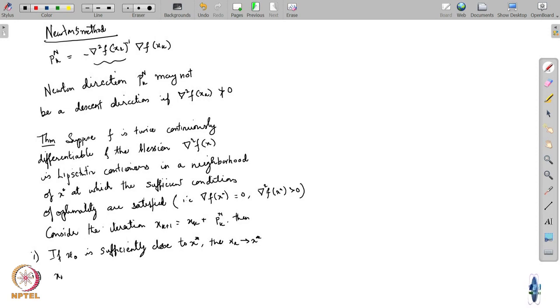Moreover, x k converges to x star quadratically. That means, if you look at the error between x k and x star, that error decreases to 0 quadratically. And third, if you look at the norm of the gradients, this also converges to 0 quadratically.